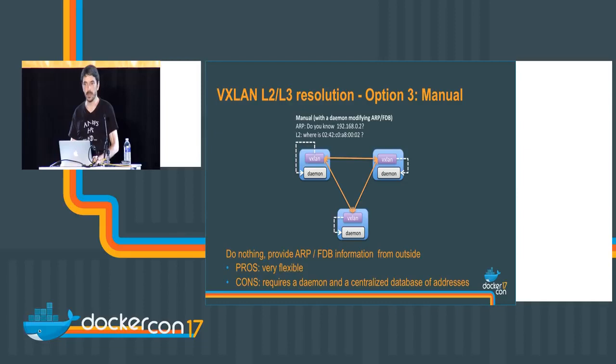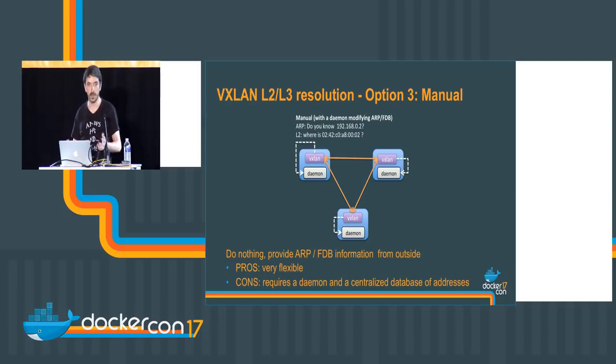The final option is, well, you tell VXLAN not to do anything at all. I'm going to manage the neighbor table and the forwarding database myself. In that case, if you don't put anything in there, it's not going to work. So you need to actually enter MAC addresses, IP addresses, and location. So where is a MAC address located? You can do it by hand, but it's not very efficient. And the other way to do it is to have a daemon that's going to populate all these tables.